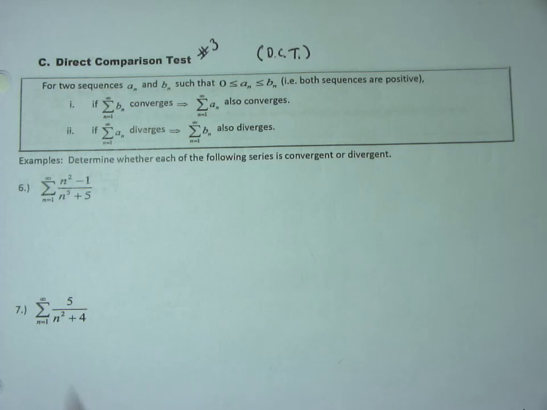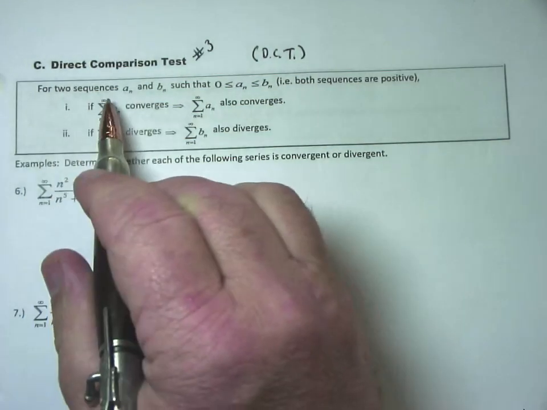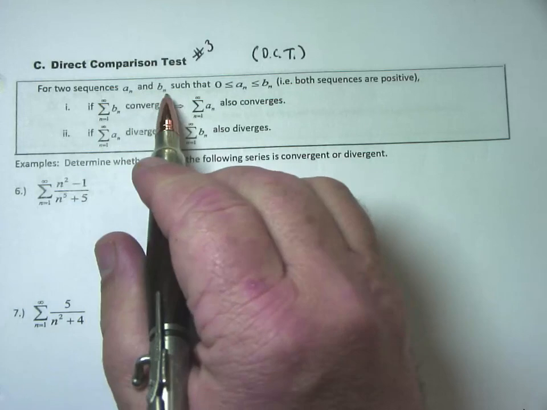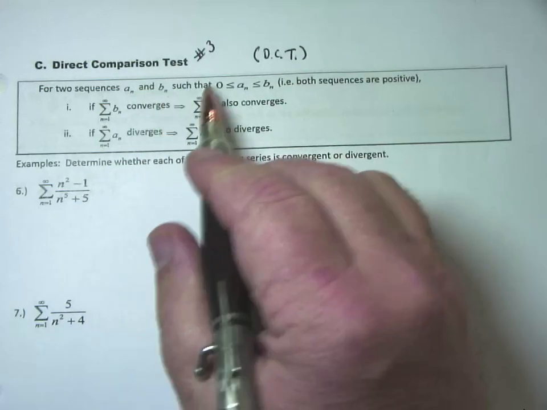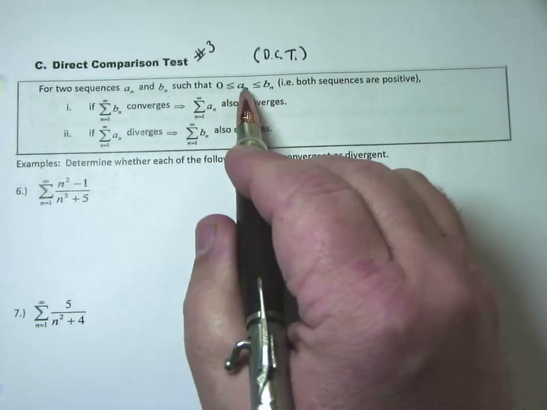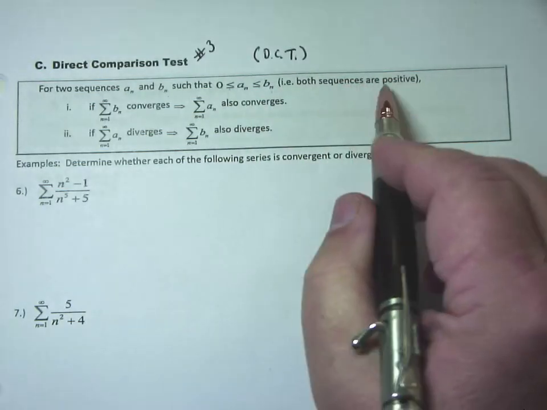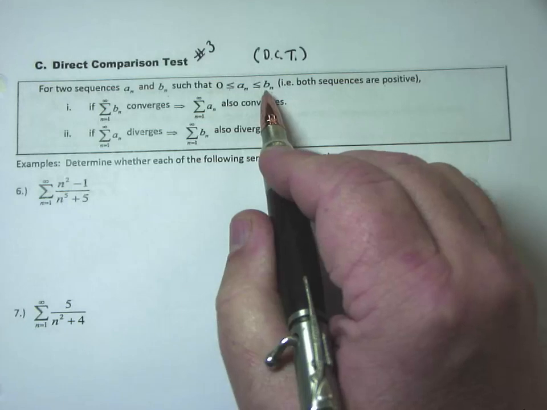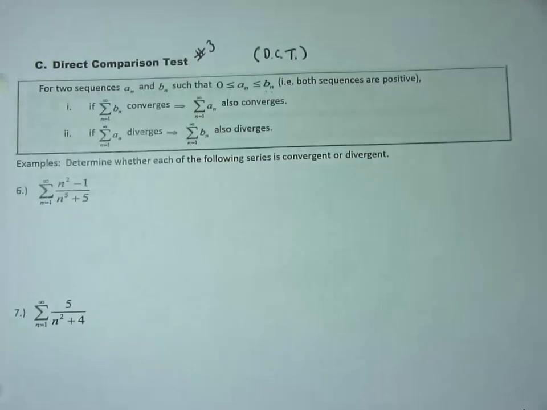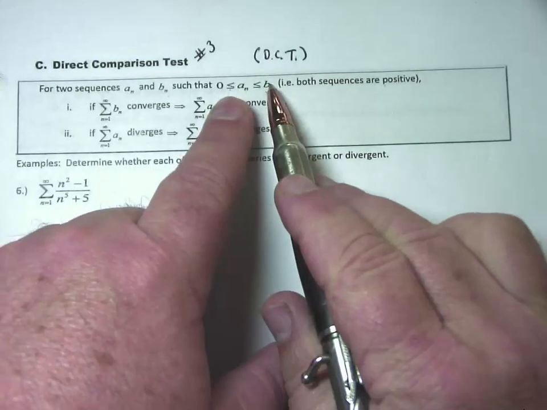For 2 sequences, a_n and b_n, such that 0 is less than or equal to a_n, which is less than or equal to b_n. Both sequences are positive, but b_n is on top of a_n. So you have this comparison: one on top, one on the bottom. b_n is bigger, a_n is smaller, but they both have to be positive for right now. All we talk about here is positive-term series. In this case, sequences. Now we're going to look at the series.